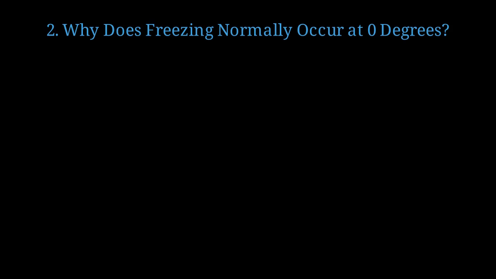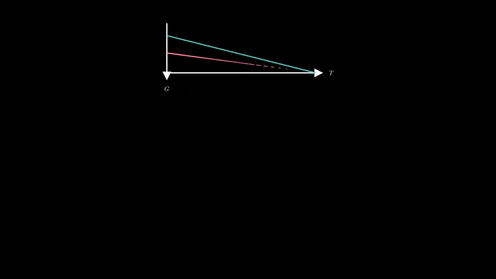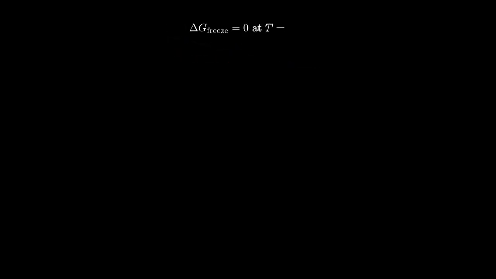Before we understand supercooling, let's review why water normally freezes at 0 degrees Celsius. The key is Gibbs free energy, which equals enthalpy change minus temperature times entropy change. At 0 degrees Celsius, the solid ice and liquid water phases have exactly equal free energy, creating equilibrium. This graph shows free energy versus temperature. The liquid line and solid line cross at 0 degrees, where both phases have equal energy and coexist. The free energy change for freezing equals 0 at 0 degrees Celsius, marking the equilibrium point.